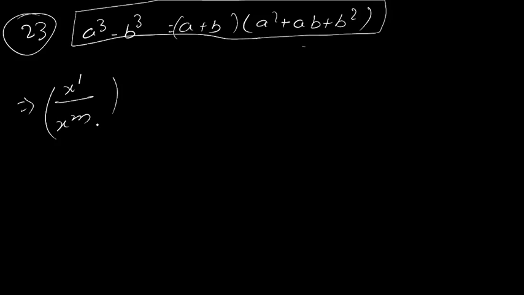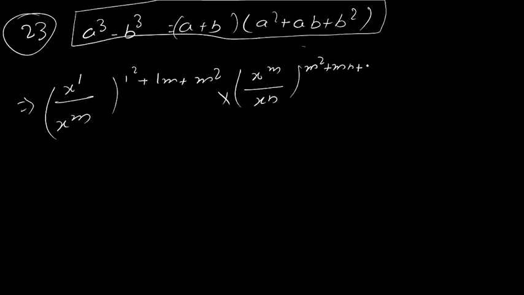Now you have been given, to simplify: x to the power l divided by x to the power m, whole to the power l square plus lm plus m square, multiplied by x to the power m divided by x to the power n, whole to the power m square plus mn plus n square, multiplied by x to the power n divided by x to the power l, whole to the power n square plus nl plus l square. Any doubt? No sir.